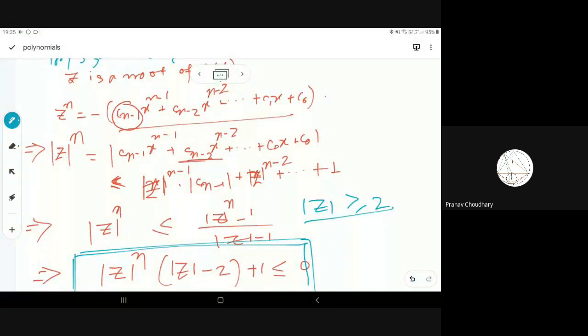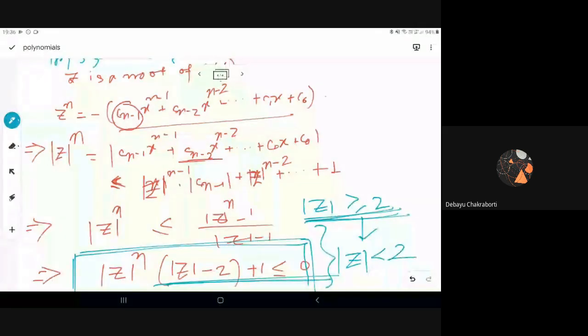Would anybody like to say? I couldn't hear you. Okay, I'll just say what I meant. Note that if mod z is at least 2, then this inequality cannot hold. So this basically tells us that mod z has to be strictly less than 2.